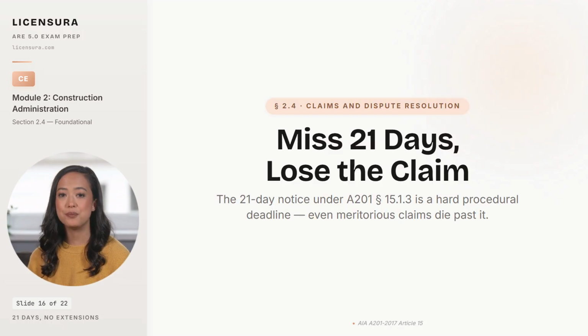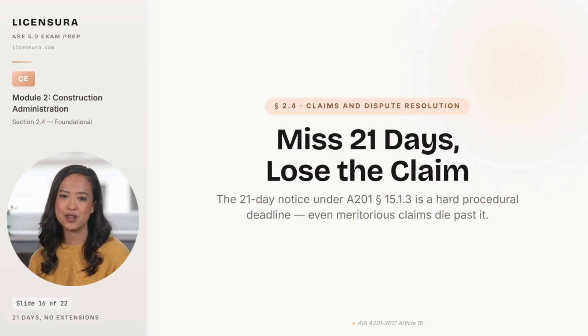Most architects assume the strength of a claim is about the merits, the facts, the documents, the expert testimony. You will be wrong about that on the exam, and you will be wrong about it in your first major dispute. The procedural cliff that kills more meritorious claims than any other defect in construction practice is the 21-day notice under AIA A201, Section 15.1.3.